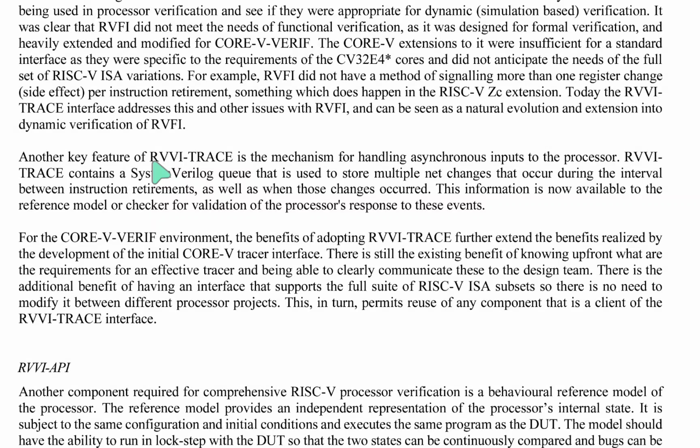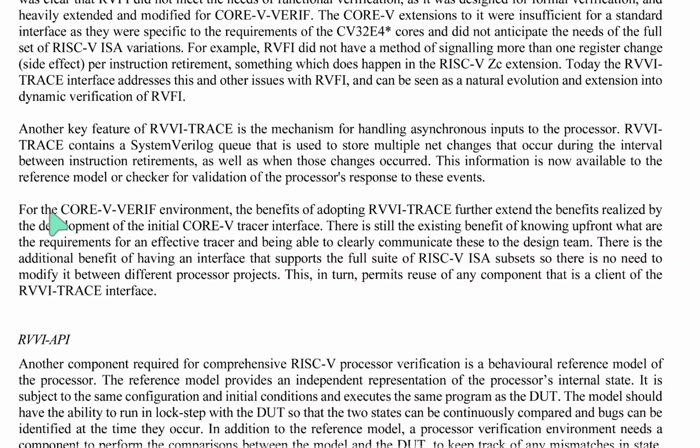Another key feature of RVVI-TRACE is a mechanism for handling the asynchronous inputs to the processor. The RVVI-TRACE contains a SystemVerilog queue that is used to store multiple net changes that occur during the interval between instruction retirements, as well as when those changes occurred. This information is now available to the reference model or checker for validation of the processor's responses to these events.